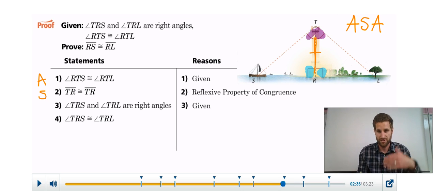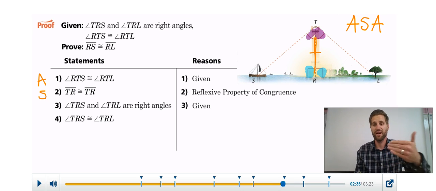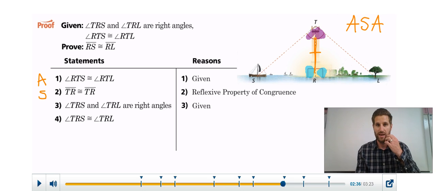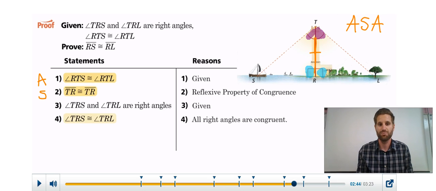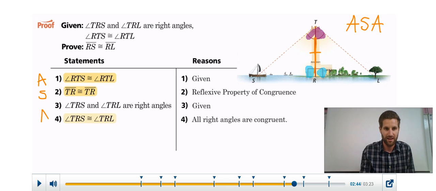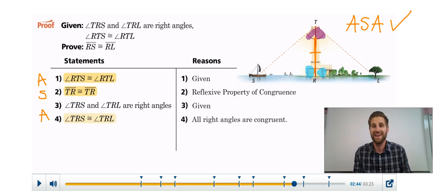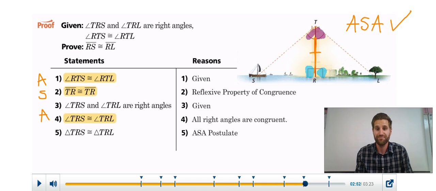We first say we have right angles, but then we have to say they're actually congruent. Okay, so we actually have to say that they're congruent, which we actually did a while ago. So all right angles are congruent, and look, they even highlighted them for us, ASA. So we've proven this guy off. Now we have to go ahead and actually state the triangles are congruent by the angle side angle postulate.